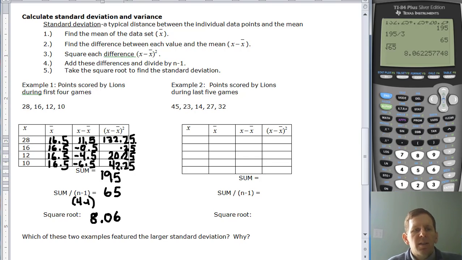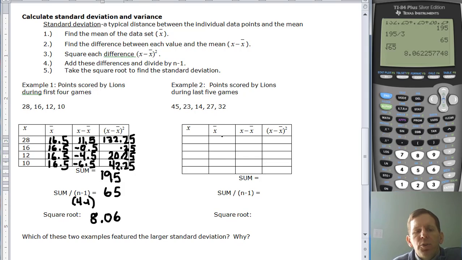What this means is that typically, a lot of the numbers in our data set should be around 8.06 away from the mean. So our mean was about 16.5. Most of the numbers in this list should be within about 8 of the mean. So if you were to add 8 to 16.5, you would get 24.5. If you subtract 8 from this, you get about 8.5. Most numbers should be around 8.5 to 24.5 in our list.